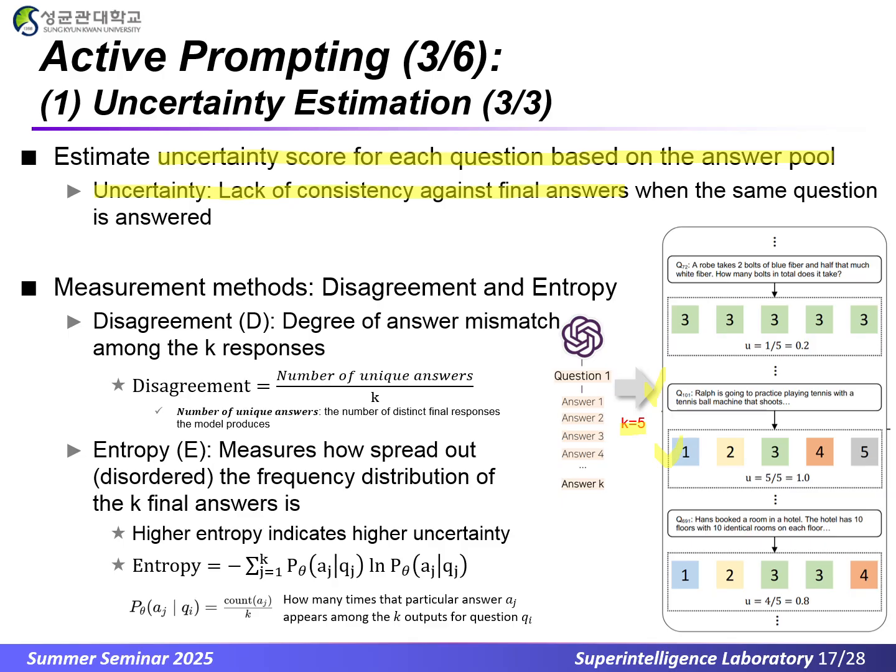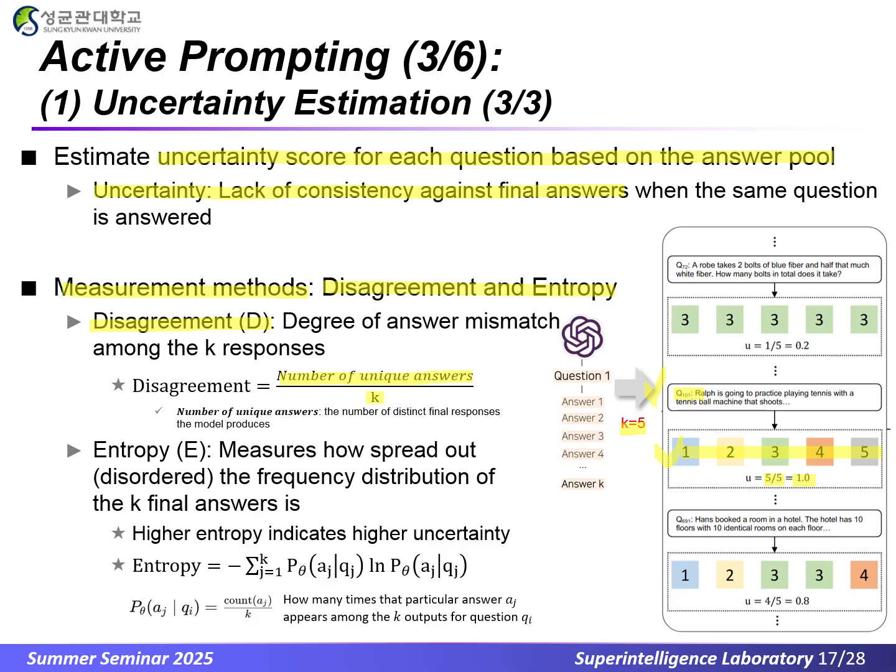Two measurement methods are used for uncertainty score estimation: disagreement and entropy. Disagreement is computed by counting the number of unique answers and dividing by k. With the example Q101, the uncertainty score will be 1.0, because in the middle panel we got 1, 2, 3, 4, 5, so that's 5 distinct values. So the disagreement value will be 5 divided by 5 equals 1.0, and a score of 1.0 means complete disagreement because every run gave a different answer.